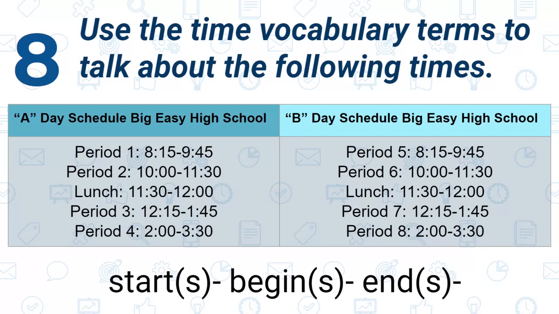So this is an A day, B day schedule for Big Easy High School. They have 4 periods a day and lunch. What time does period 3 begin? Well, we could say period 3 begins a quarter past 12 and ends a quarter to 2. That's a hard one, right? What time is lunch from?